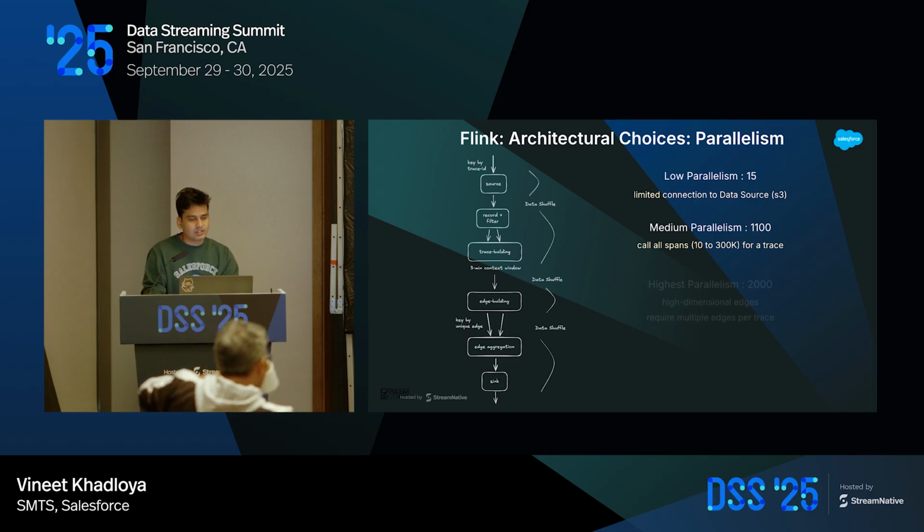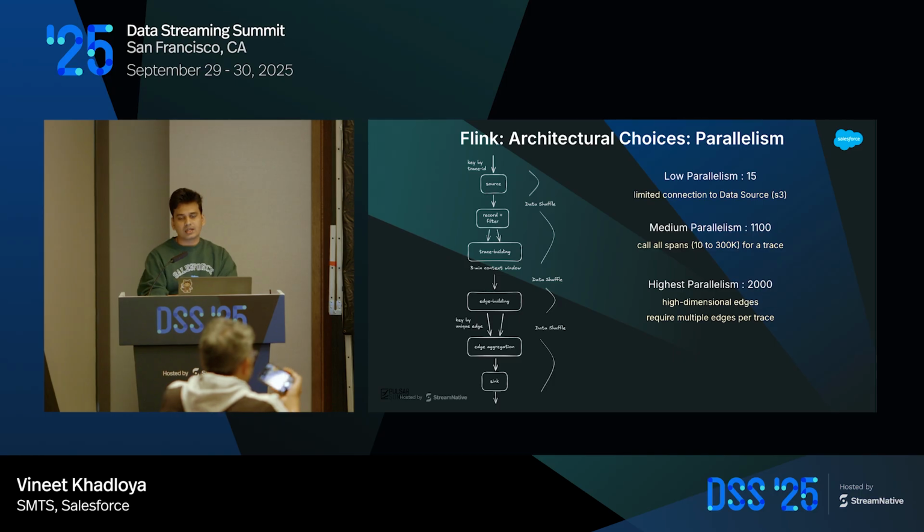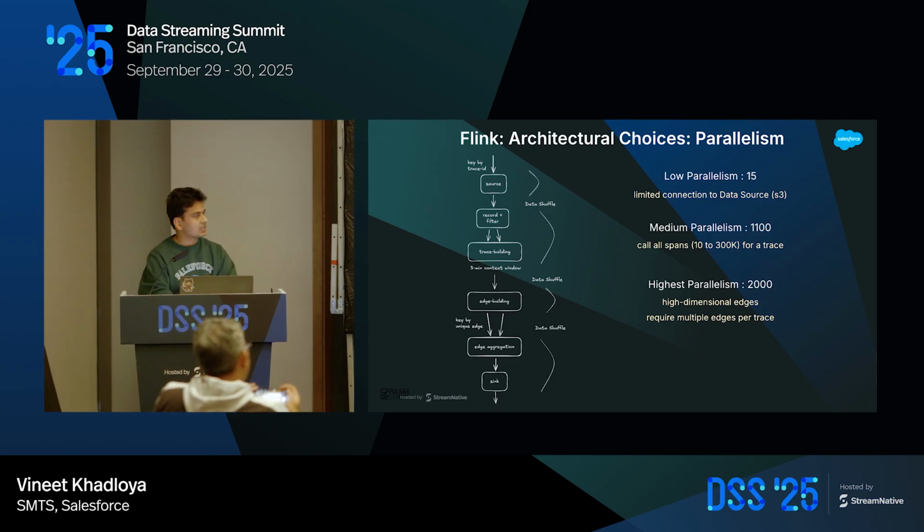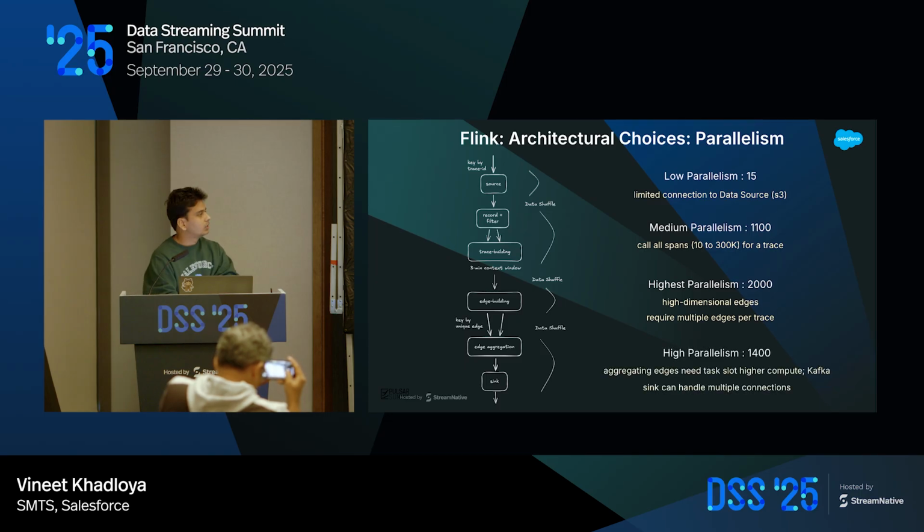Post that, we have the edge building stage. Now here the parallelism is approximately 2000, and this is where most of the heaviest computation occurs. The whole trace is analyzed, the service dependency edges are determined from here. Therefore, this has the highest parallelism. And finally, the edge aggregation stage. Here again, we have a high parallelism of 1400.